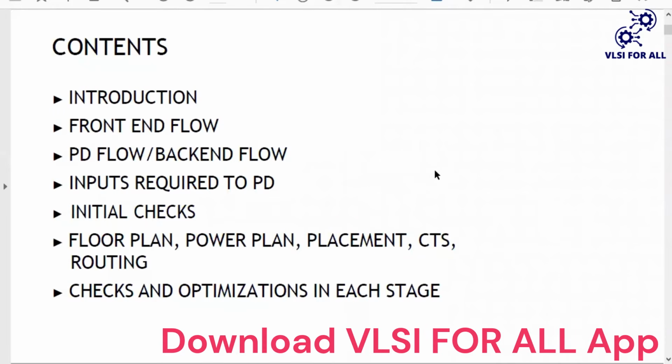Mainly, before we explain the PD flow, we need to learn a little bit about the ASIC flow and how it is useful in our VLSI industry. There are some small contents. First one is the introduction.